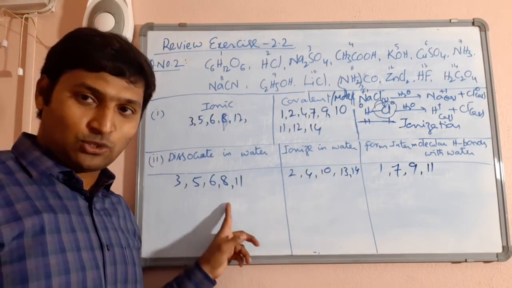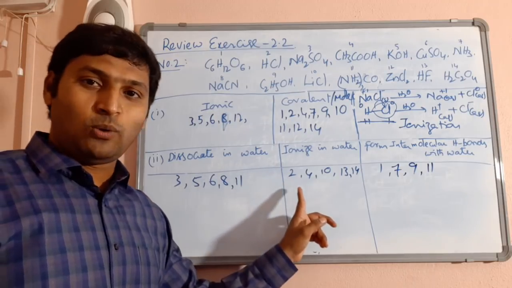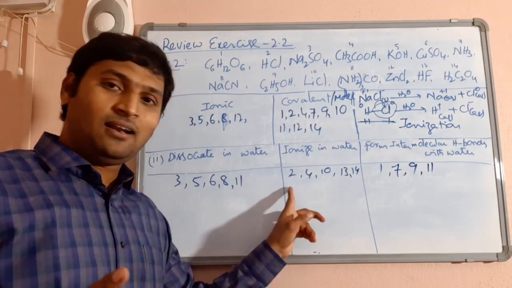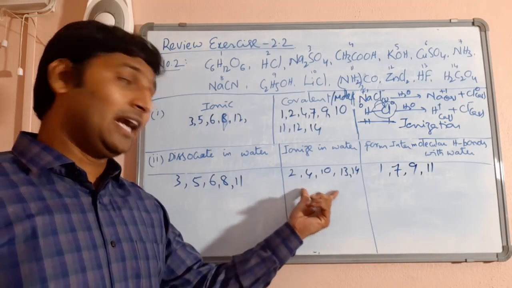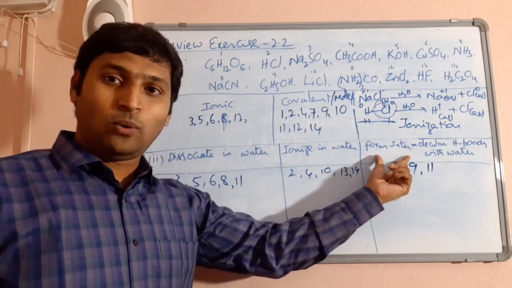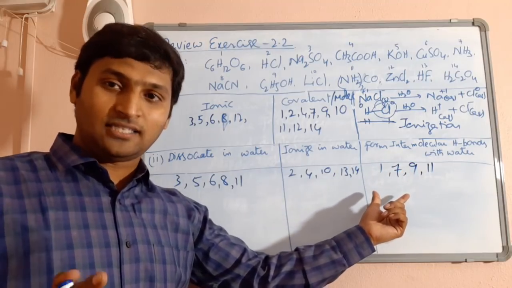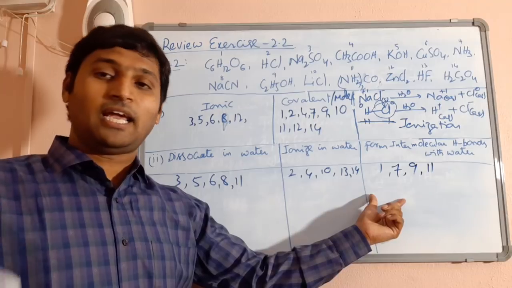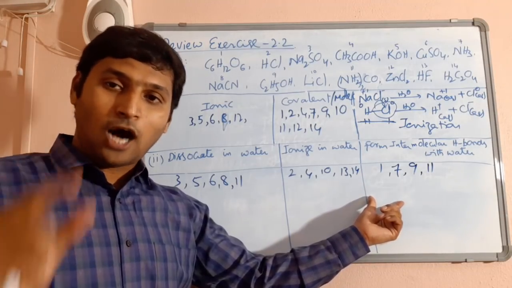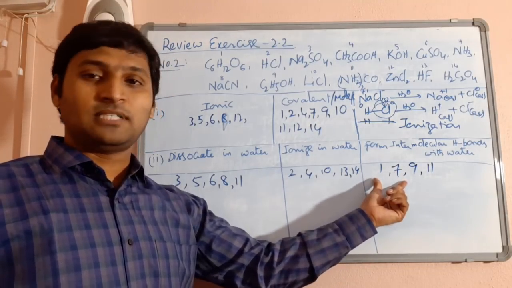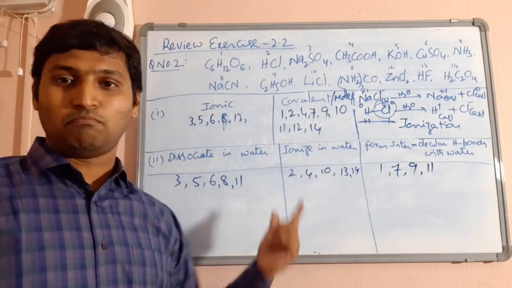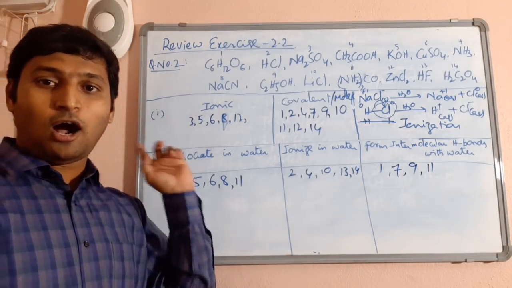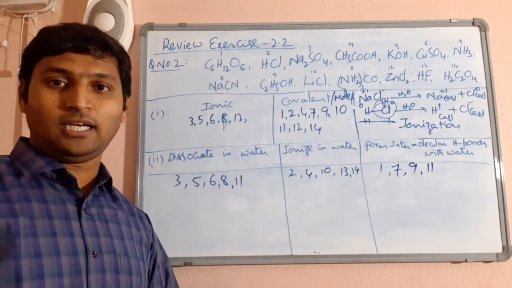An ionic compound dissociates in water. A covalent compound with polarity and acidic hydrogen undergoes ionization in water. A covalent compound which cannot ionize in water but contains hydrogen attached to a highly electronegative atom like fluorine, oxygen or nitrogen forms intermolecular hydrogen bonds with water. That is your question number 2 of review exercise 2.2.